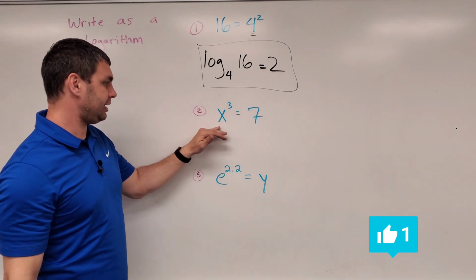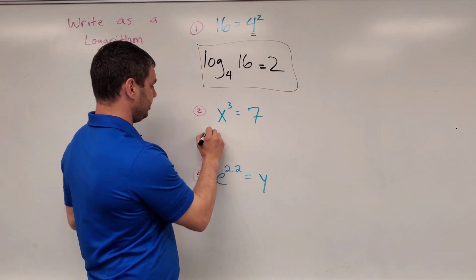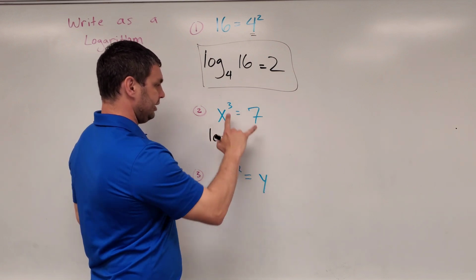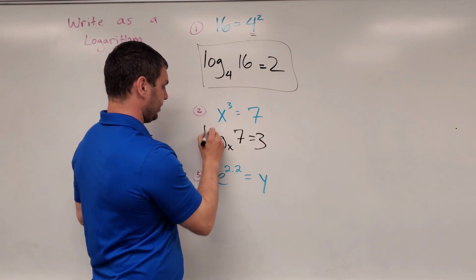Right? What about number 2? This says x to the third equals 7. Well, our base is the x, so we can say log base x, and then the 3 and the 7 switch. Log base x of 7 equals 3.